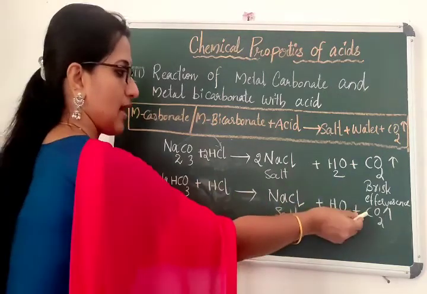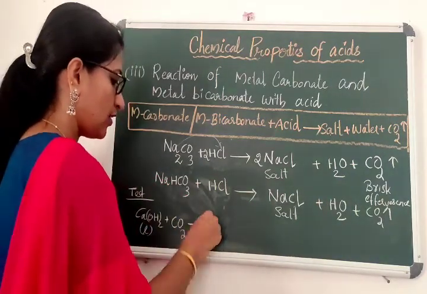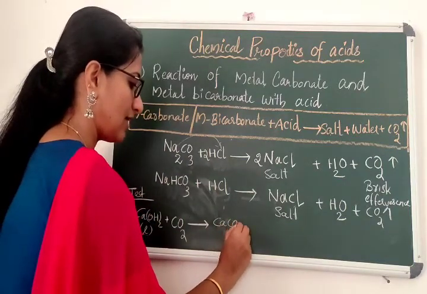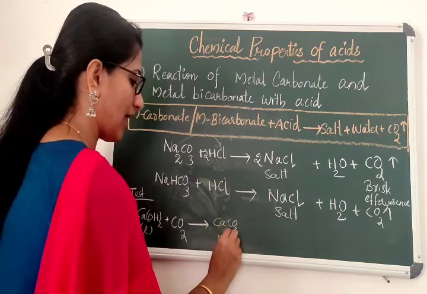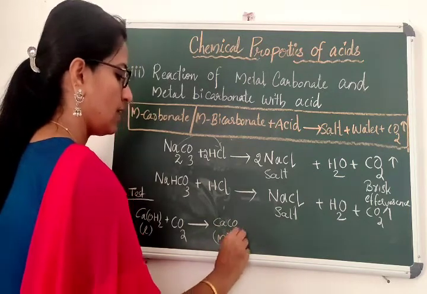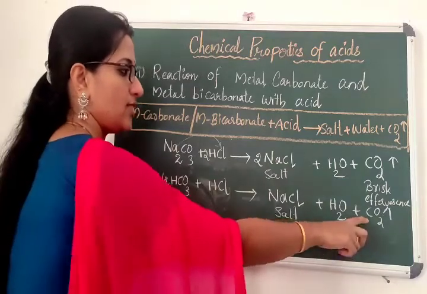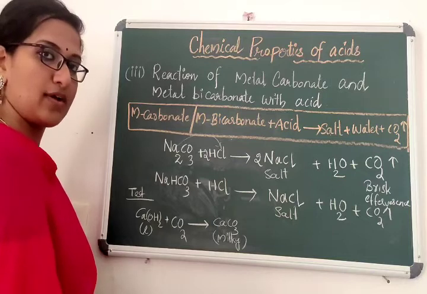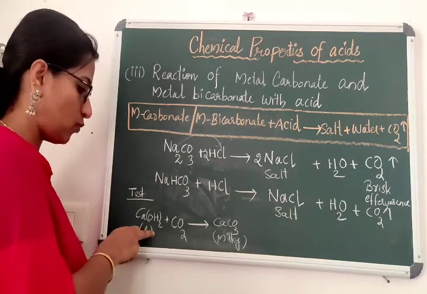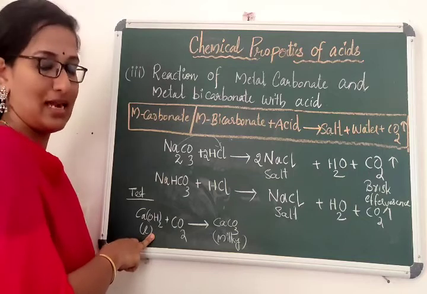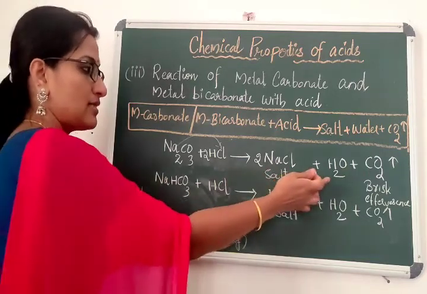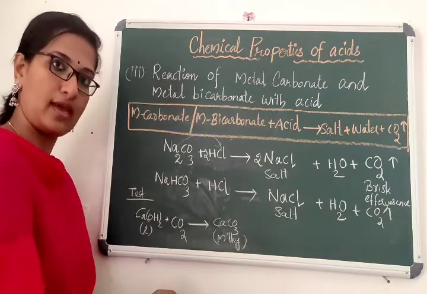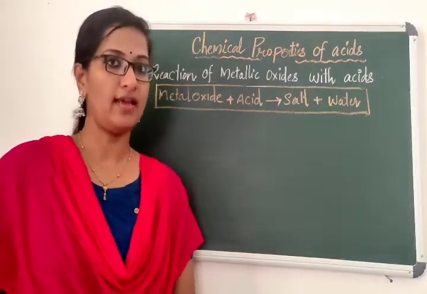If you pass this carbon dioxide through this lime water, you can see the lime water turns milky, which means it turns to milky calcium carbonate. Then you can confirm that the gas which is formed is carbon dioxide. So the presence of carbonate can be tested by using lime water. Lime water is nothing but calcium hydroxide solution. When you pass carbon dioxide through this lime water, the lime water turns milky.